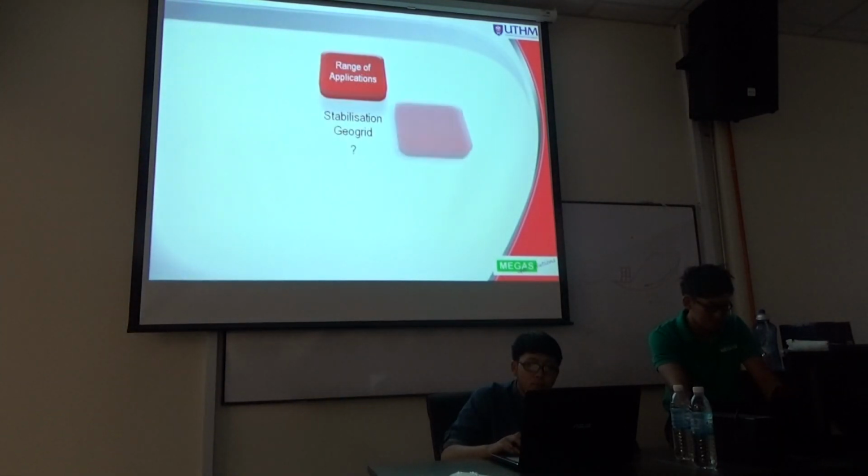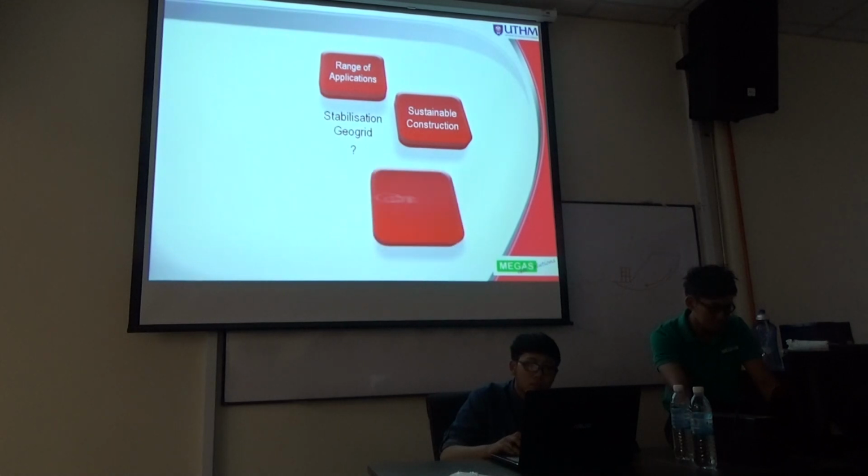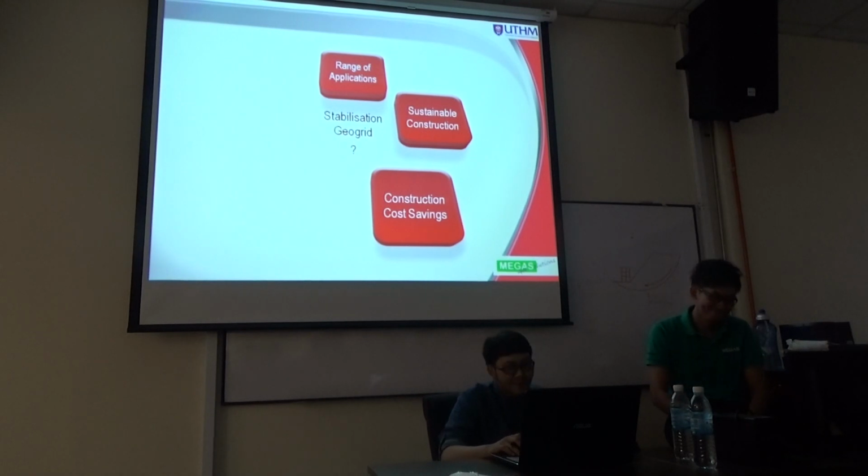Next. So when we consider the stabilization geogrid, of course, there is a range of applications, there are 6 applications we can apply, as at the earlier slide. Then if we look at sustainable construction, if you need cost saving, of course, everyone wants something cheap.